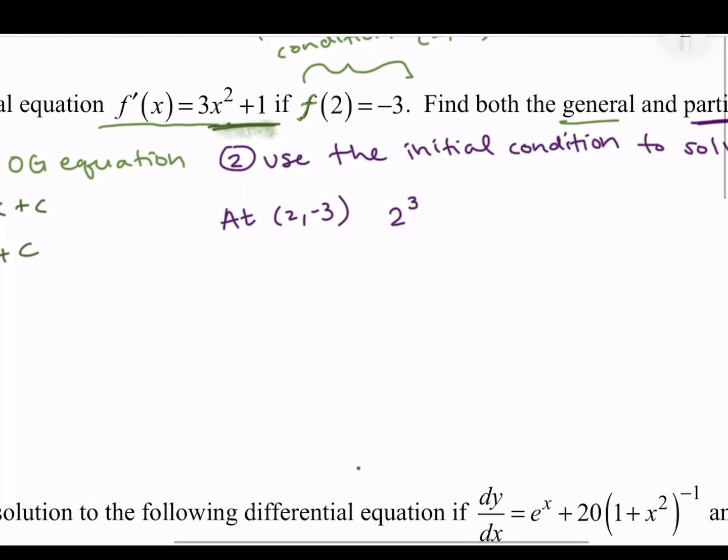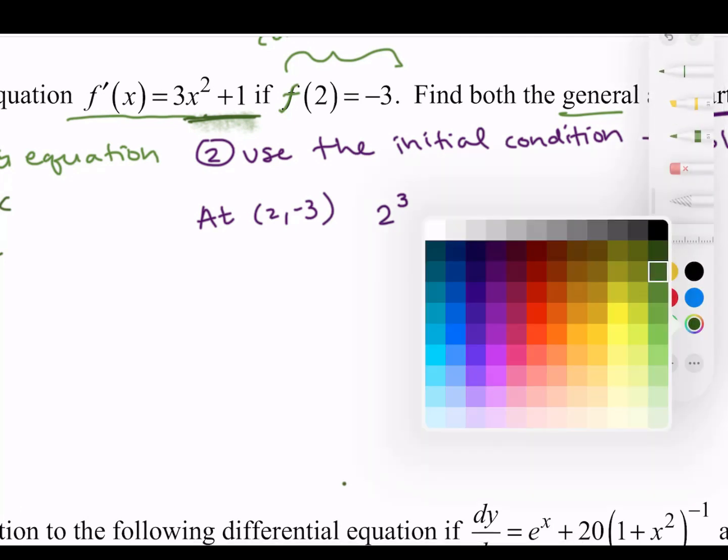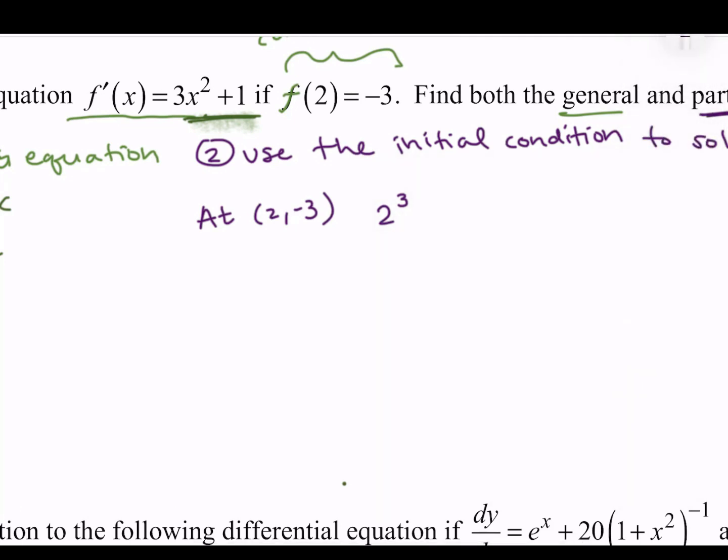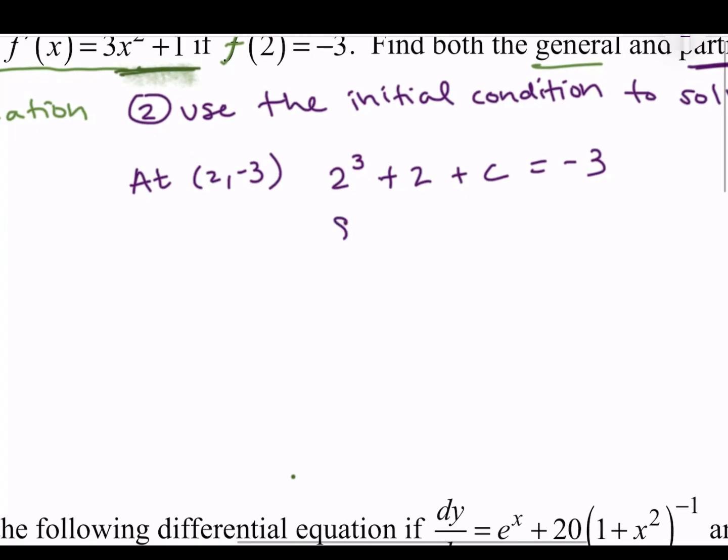So then over here, plugging in 2 into those equations. So I get 2 cubed plus 2 plus c. So I plugged in 2, and when I plug in 2 into f, it equals -3. So that's how I use my initial condition, so that I no longer have an x variable, and the only thing I don't know is c. So now I can solve this out. So 8 plus 2 plus c equals -3. 10 plus c equals -3. So c equals -13.